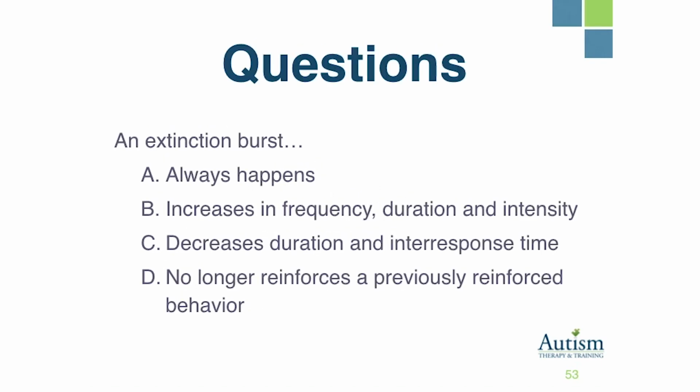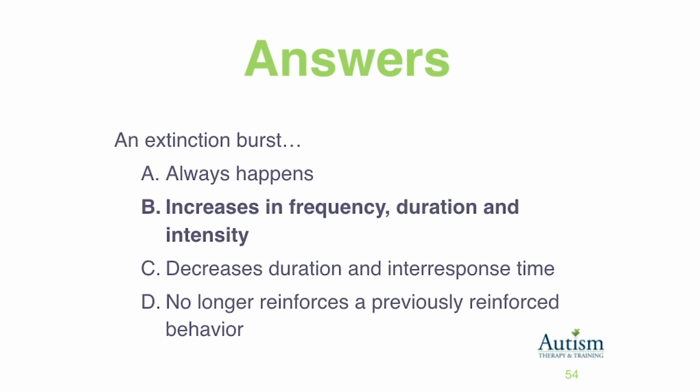An extinction burst, A, always happens, B, increases in frequency, duration, and intensity, C, decreases duration and inter-response time, D, no longer reinforces a previously reinforced behavior. And the correct response is B. The behavior increases in frequency, duration, and intensity.